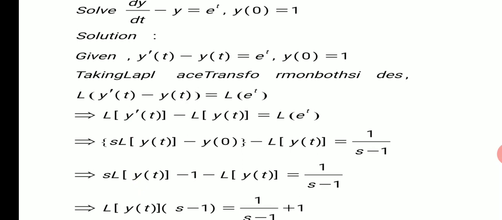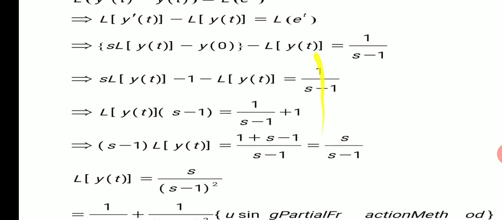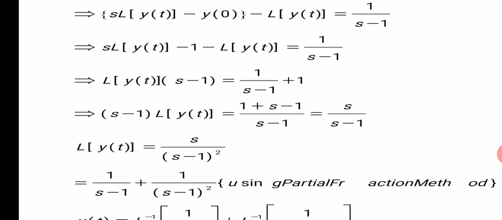Okay, y of 0 is equal to 1, already we know that the initial condition is 1, and then I had to substitute that into L of y of t equal to minus 1 minus L of y of t equal to 1 divided by s minus 1. Okay, in the first term and the last term we have L of y of t.